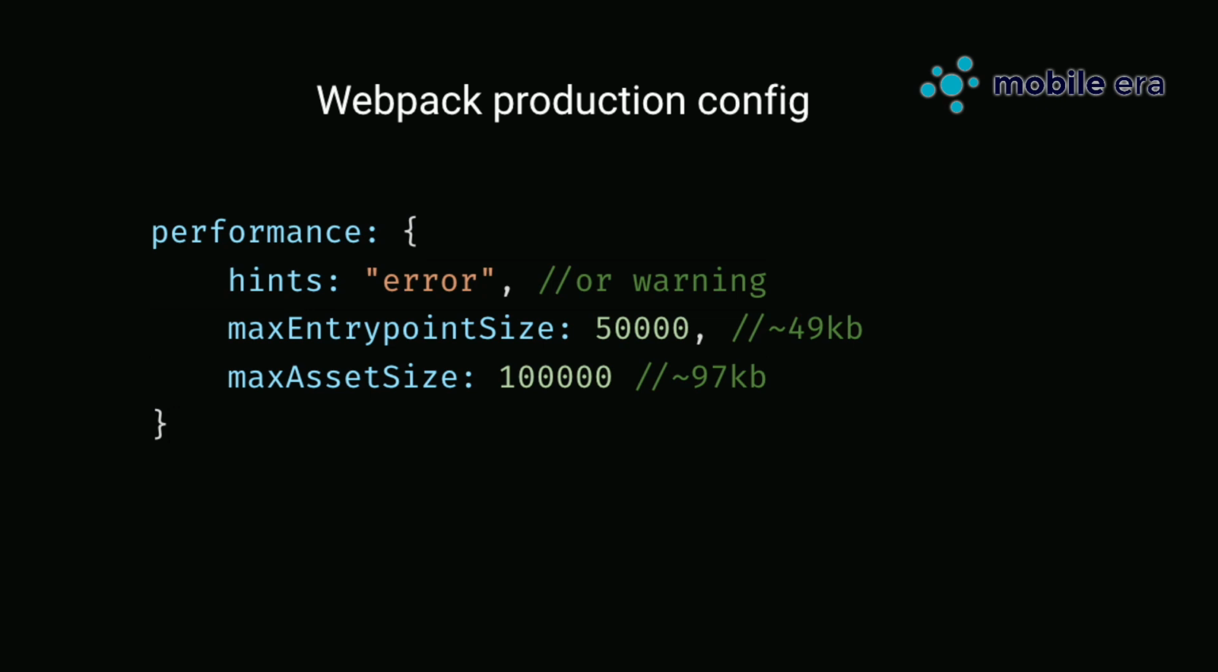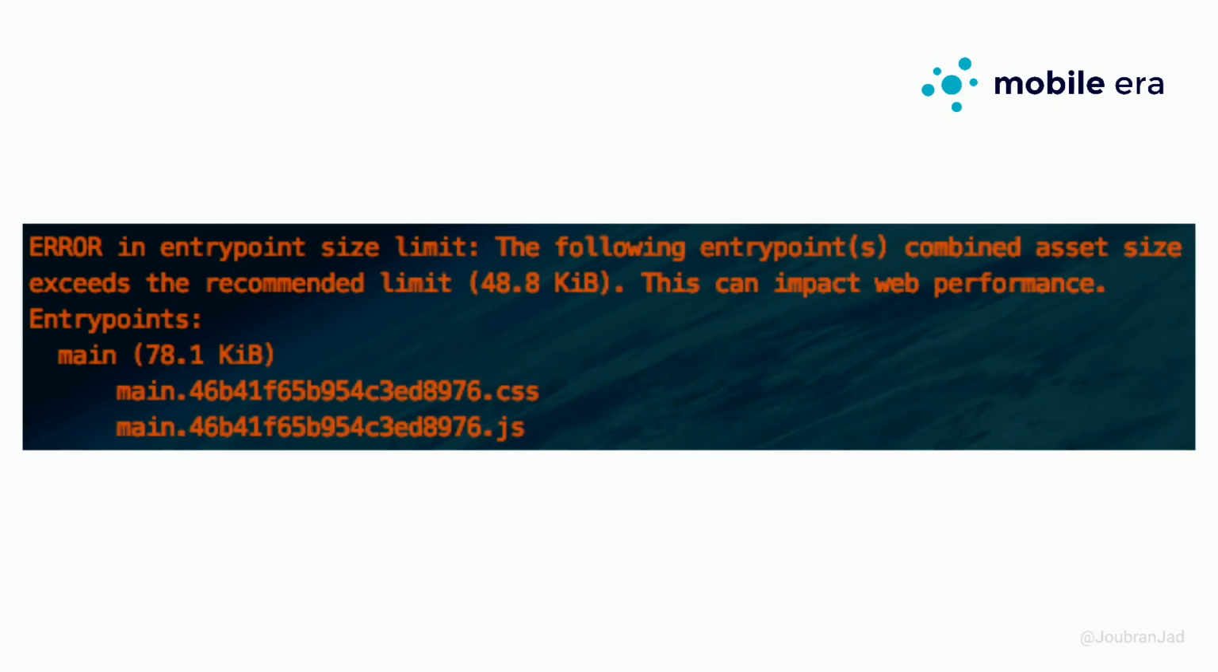So that's going to error or give you a warning if you have an entry point that's bigger than 49 kilobytes. And you can do the same for asset size. If you have some local assets, you can make sure they're not over 100 kilobytes. One trick here is that you should only add this on production, not on development mode. And if it errors, you will get this kind of error saying 78 kilobytes exceeds your performance budget. If you had warning, you'll get a warning, and then you know you have to fix this.